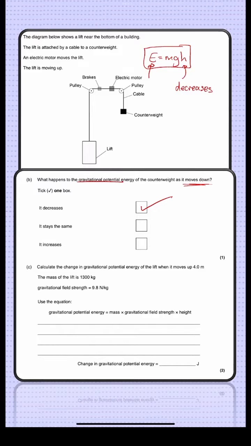Okay, next question is a calculation question. Calculate the gravitational potential energy when the mass is 1,300 kilograms. Gravitational field strength is 9.8, so they've given that to us. We want to work out when it moves up 4 meters. So it's just a case of subbing in the numbers. E is equal to 1,300, that's our m, times 9.8, that's our gravitational field strength, times 4 meters. Put that all into your calculator and you should get the answer.